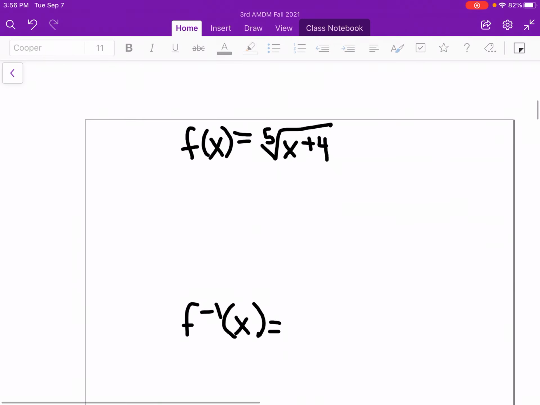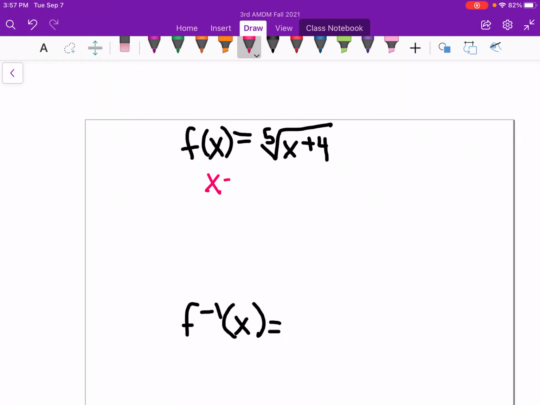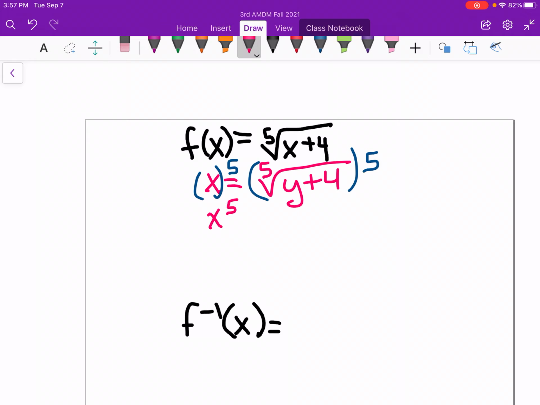The next question is the fifth root of x plus 4. So I'm going to switch x and y. So I get x equals the fifth root of y plus 4. And then I'm going to get rid of that fifth root. So I raise both to the fifth power. So I get x to the fifth equals y plus 4.